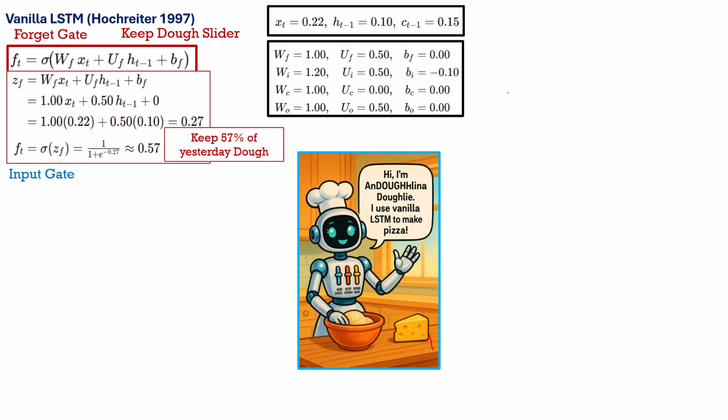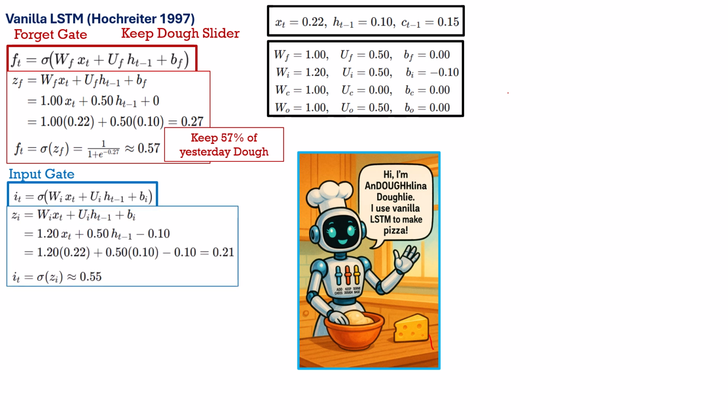Next, related to the fresh pizza, this is the input gate. Using this formula with the weights, we calculate it. The input is also x_t and h_{t-1}.